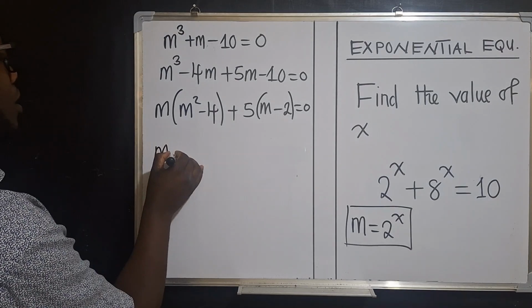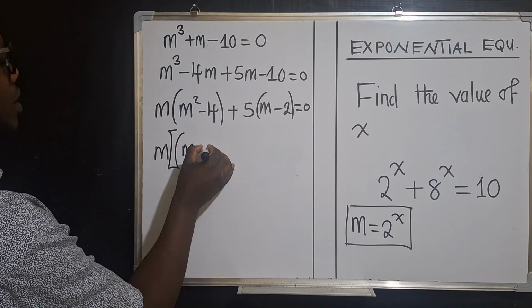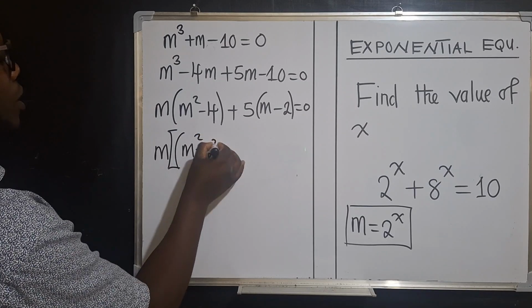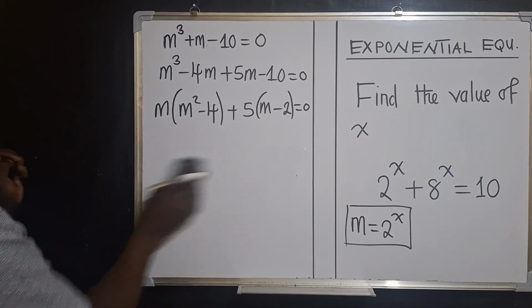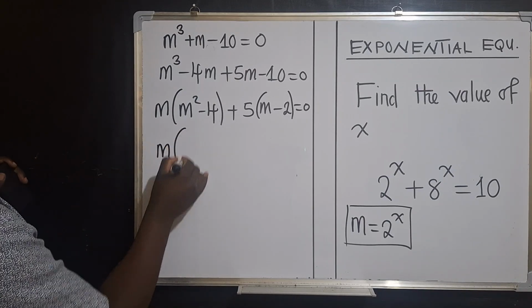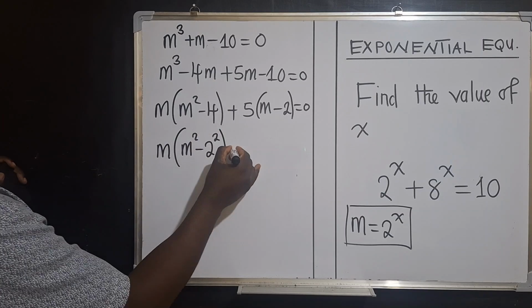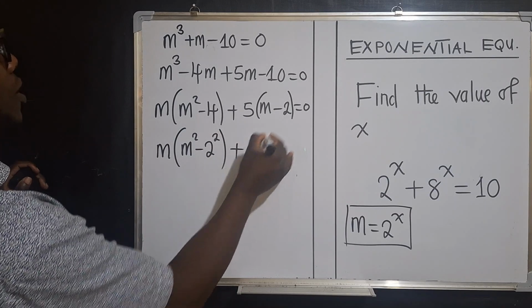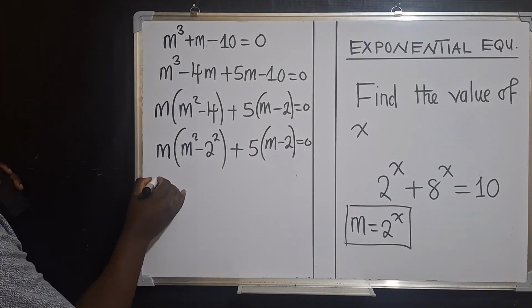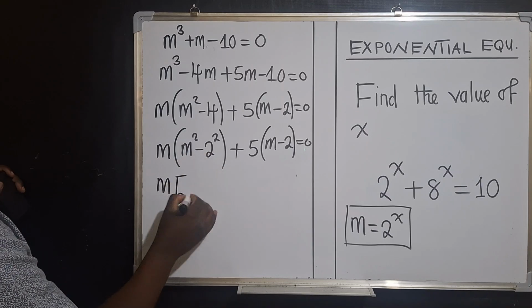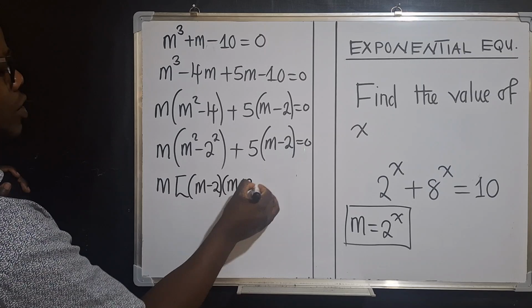We've got m, open bracket, m minus, okay, m power 2 minus 2 power 2. So you see, I'm trying to apply difference of two squares here. Let me do this: m, open bracket, m power 2 minus 2 power 2, then we say plus 5m minus 2 is equal to 0. So still on the difference of two squares, we've got m minus 2 here, m plus 2.